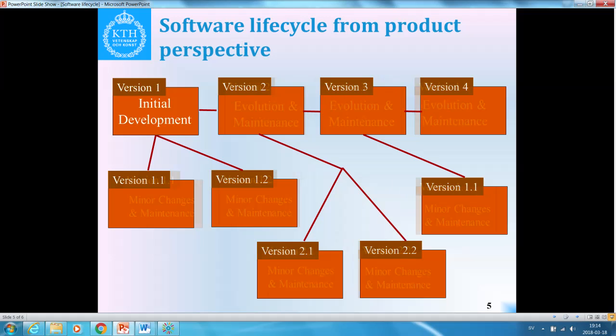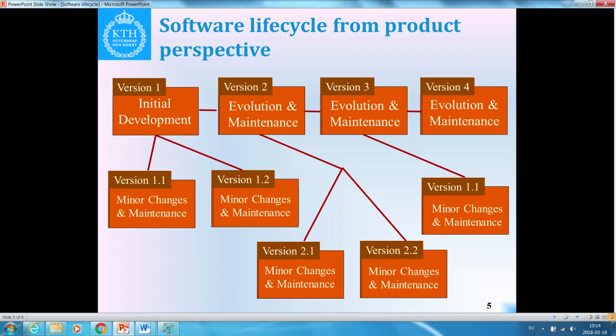So if we look at all this, we could say that, okay, everything except for version 1 corresponds to evolution and maintenance. So initial development, you can see how little it is in comparison to evolution and maintenance. And many say that evolution and maintenance is more than 90% of the whole life cycle cost, that is cost of developing software system.